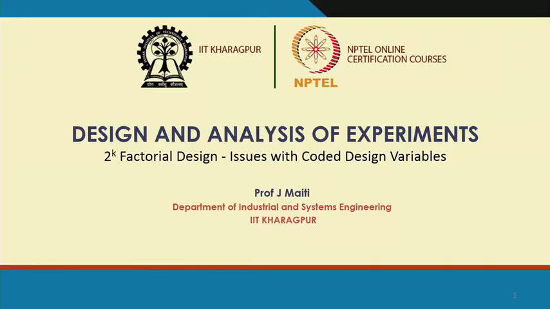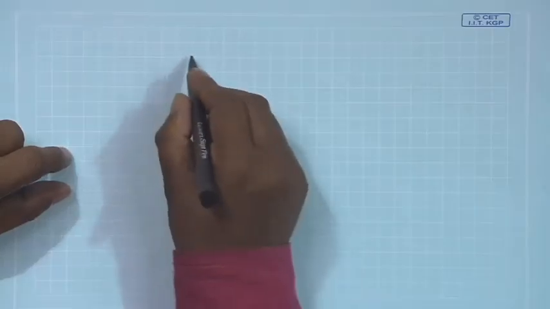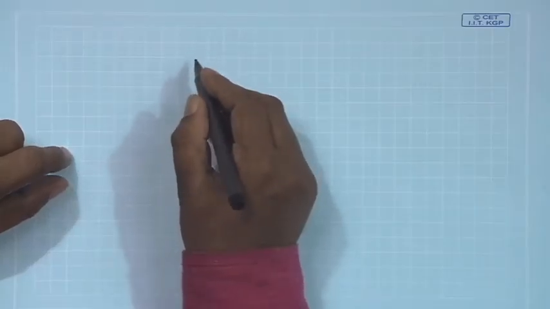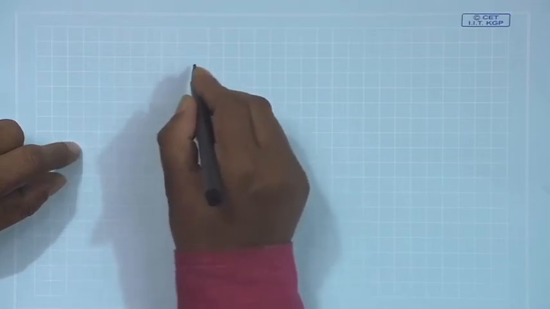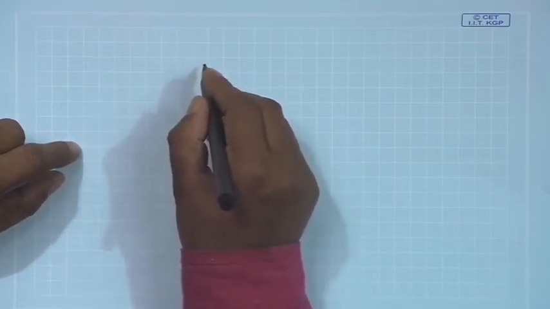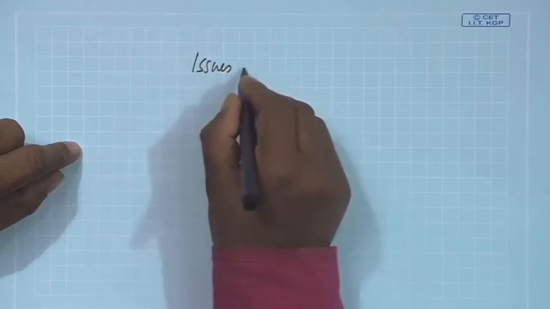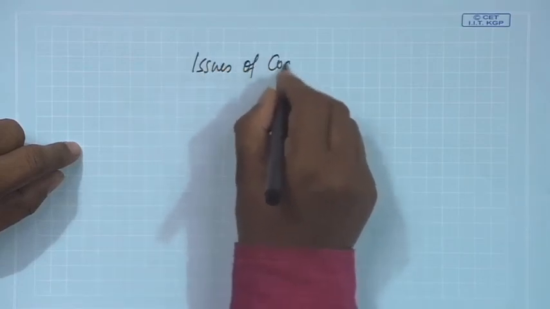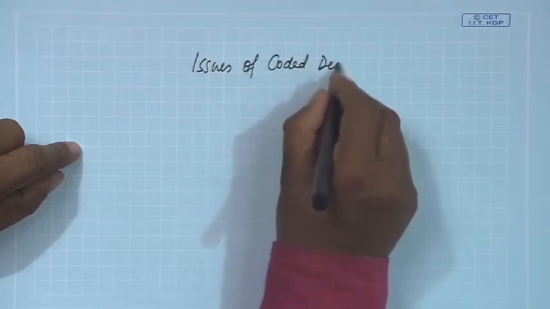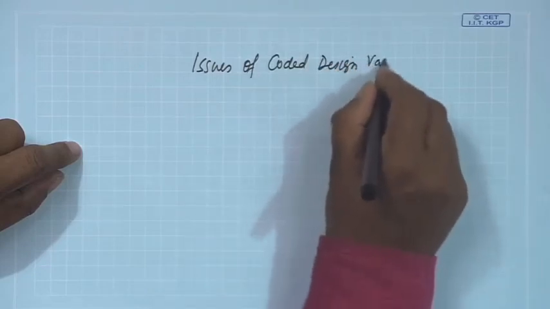Welcome. So, we will resume the 2 to the power k factorial design. Today, we will discuss a special thing, that is the issues related to coded design variables.